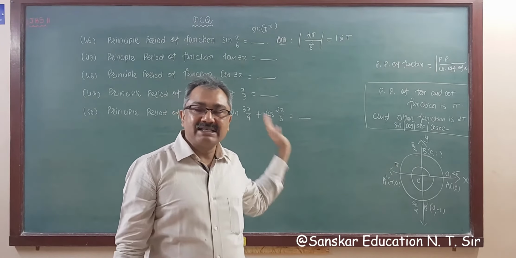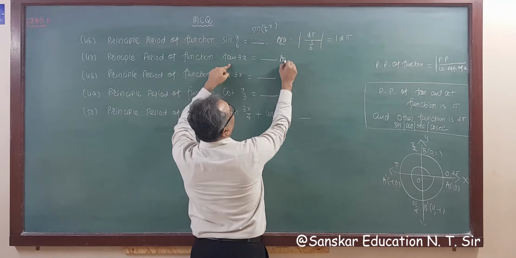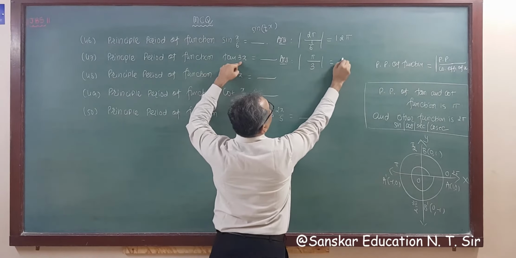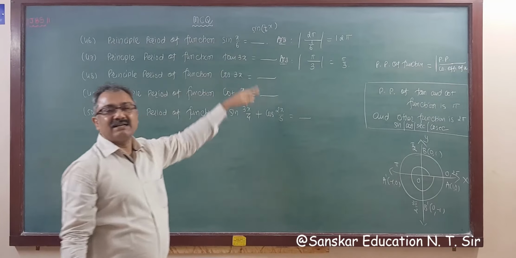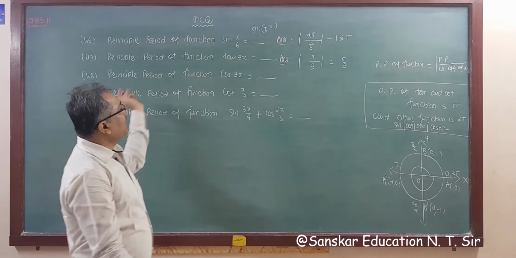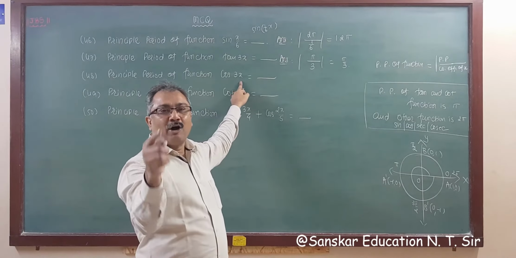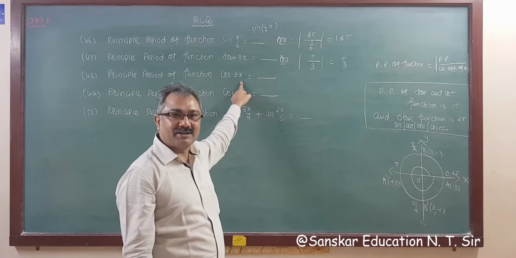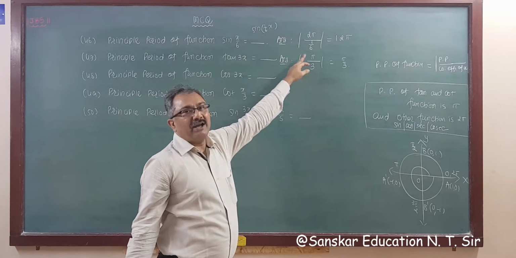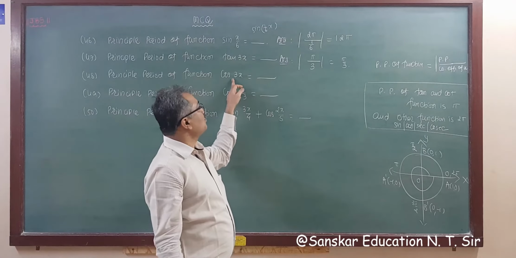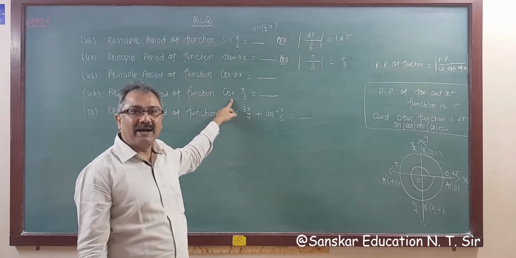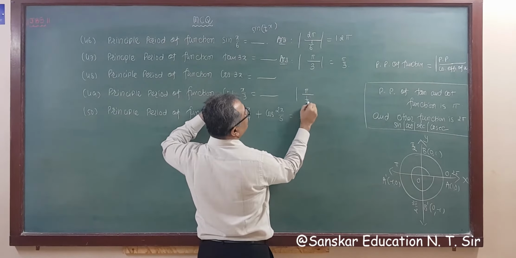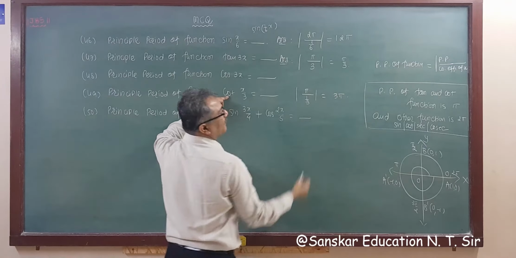Okay. Now tan 3x. Principal period, answer. The principal period of tan is pi upon the coefficient of x, that is 3. So the answer is pi by 3. It's an easy thing, right? Now cos: 2 pi upon the coefficient of x, which is 3. So the answer is 2 pi by 3. No need to write anything. Got it? The principal period of cos is 2 pi, so 2 pi upon 3, that is 2 pi by 3. Now for cot, the principal period of cot is pi upon the coefficient 1 upon 3. So the answer is 3 pi.